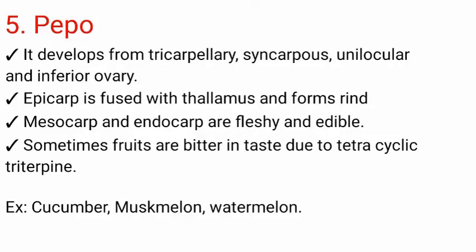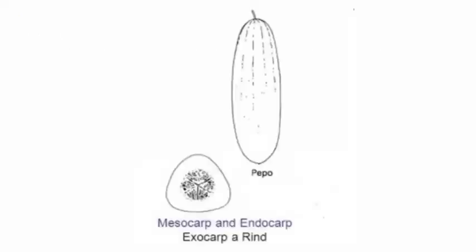The fifth one, pepo. It develops from tricarpellary, syncarpous, unilocular, and inferior ovary. Epicarp is fused with thalamus and forms rind. Mesocarp and endocarp are fleshy and edible. Sometimes fruits are bitter in taste due to tetracyclic triterpene. Example, cucurbitaceae family plants, cucumber, muskmelon, watermelon. Let's see the diagrammatic representation of cucumis fruit.